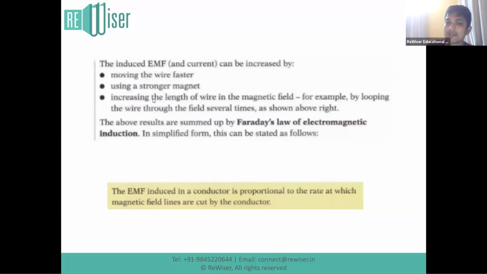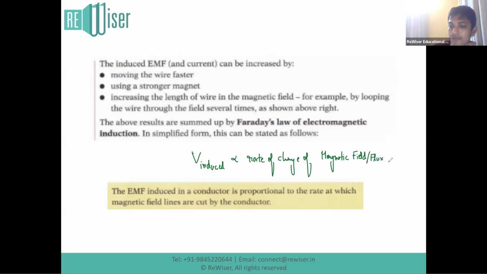That's it. So this explanation for electromagnetic induction is given through Faraday's law of electromagnetic induction, which basically states the EMF induced is proportional to the rate at which magnetic field lines are cut. Or do you want me to simplify this? What this says in simple words is just that the EMF or the voltage induced is proportional to the rate of change of magnetic field or flux. Doesn't matter which.